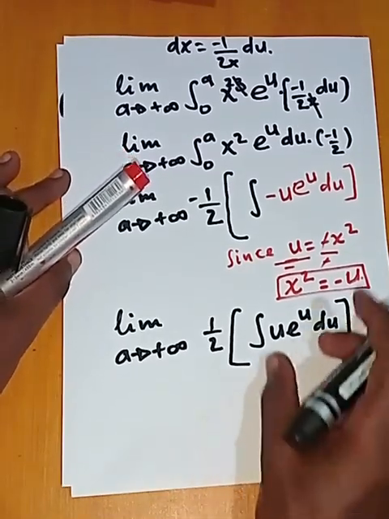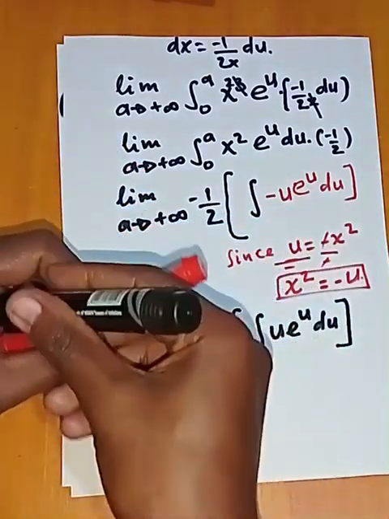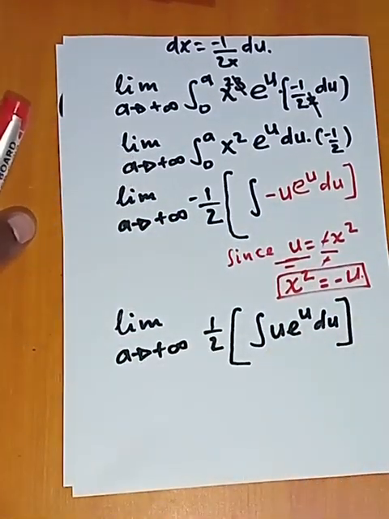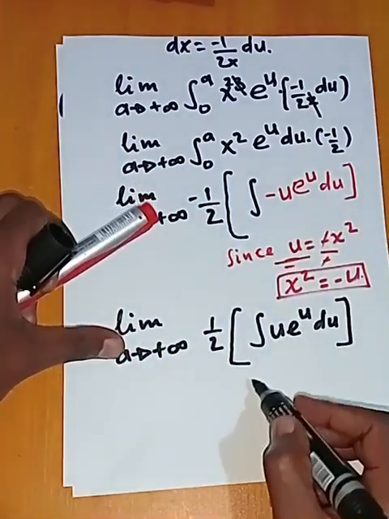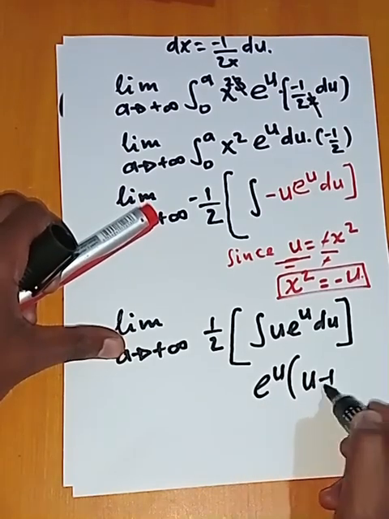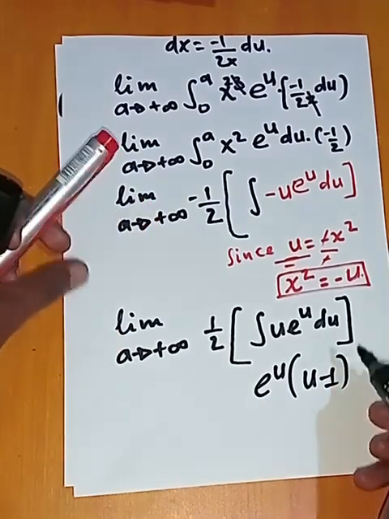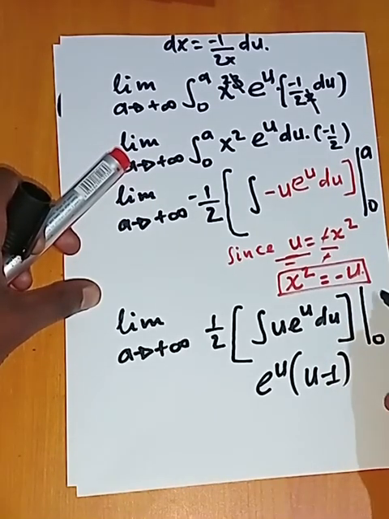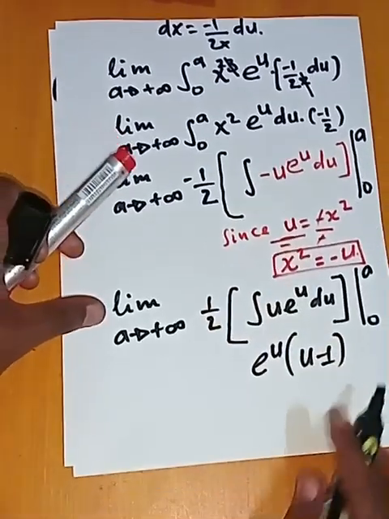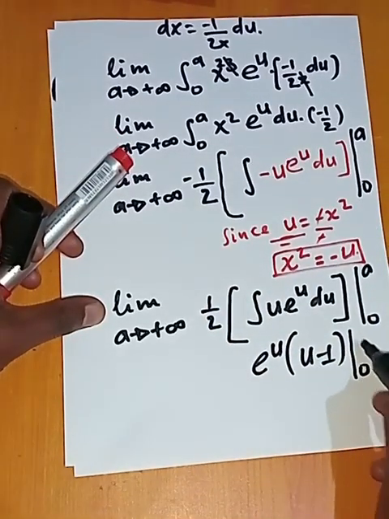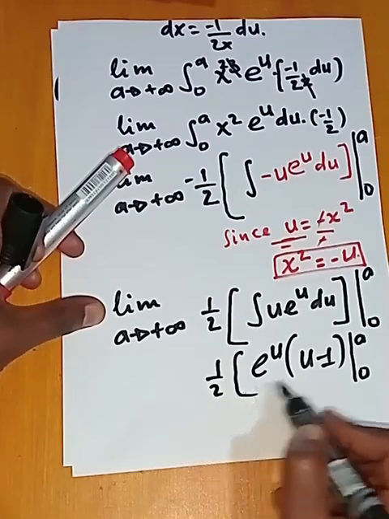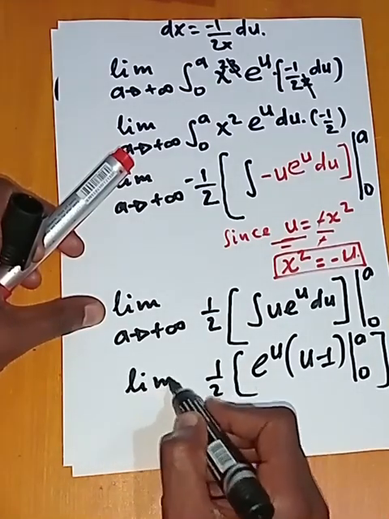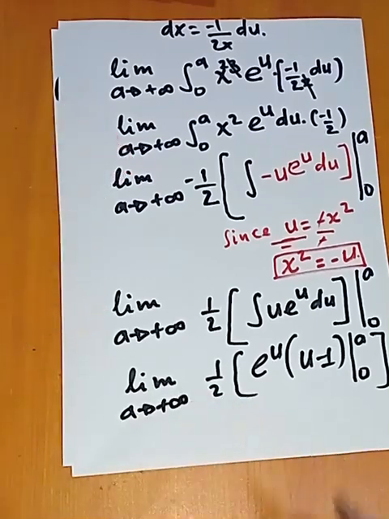Right? Now it is clear. So what is the integration of this one? We can use integration by parts to solve it. The integral is e raised to u times u minus 1, evaluated from 0 to a. There is 1 over 2 as a common factor, and the limit as a tends to positive infinity. It is still clear.